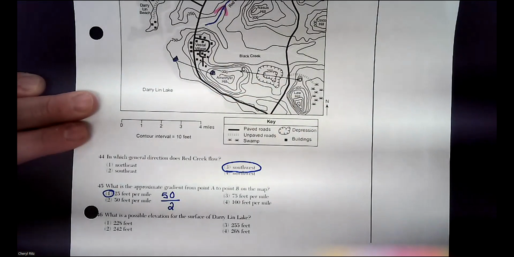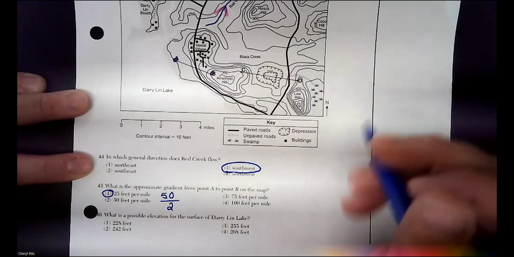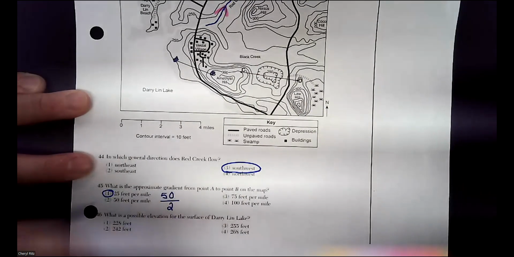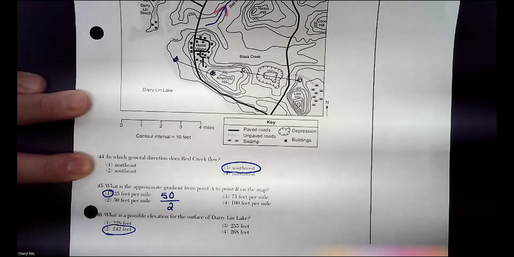Yeah. Guys, enough back there. Wrote it down right now. How about the possible elevation of the surface of Dairy Lynn Lake? Darien Lake. Not Darien Lake. This is Dairy Lynn Lake. No, I have no idea. So how did you know it's 242? Well, it's not 250. Everything inside of 250 is bigger, so everything else.